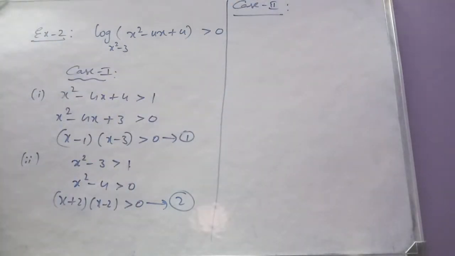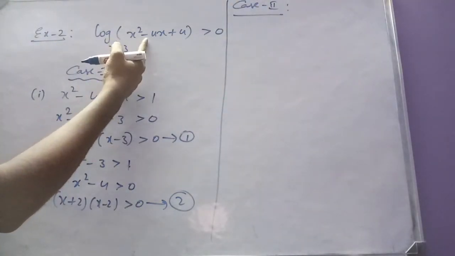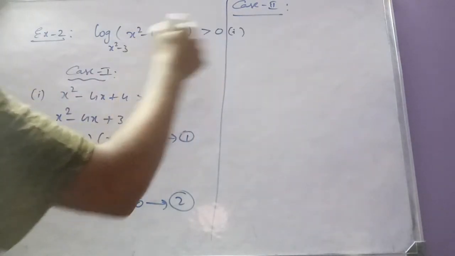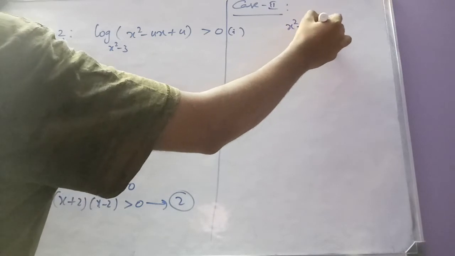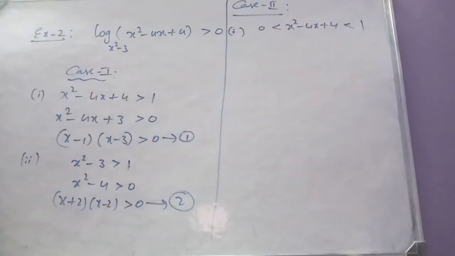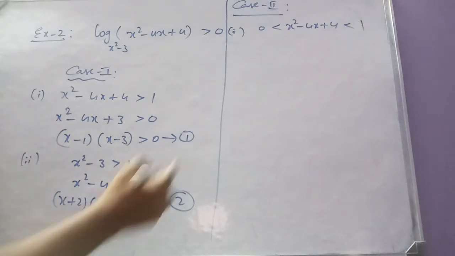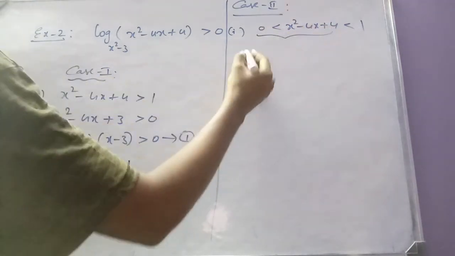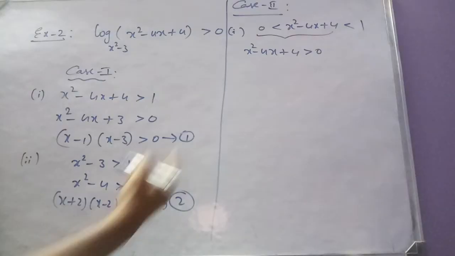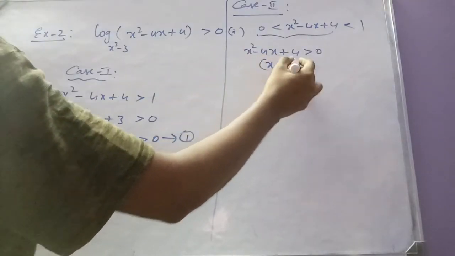So in case 2, if this is a proper fraction, then this is also a proper fraction, right? So if x square minus 4x plus 4 is between 0 and 1, then x square minus 3 is also between 0 and 1. First let us solve this, by taking x square minus 4x plus 4 greater than 0, and if you factorize, this is x minus 2 whole square greater than 0.